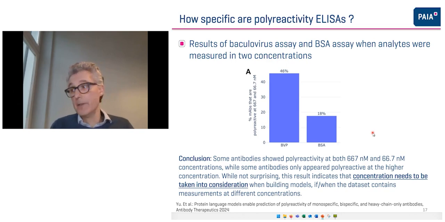So as a conclusion, they say that really you need to pay attention to the concentration at which you're running those assays, and especially if you want to feed this data into models. So the question is really, what are we really measuring in these ELISAs and in the BVP setting? It's important to keep in mind when we're talking about the BVP assay that we are proposing at PAIA.